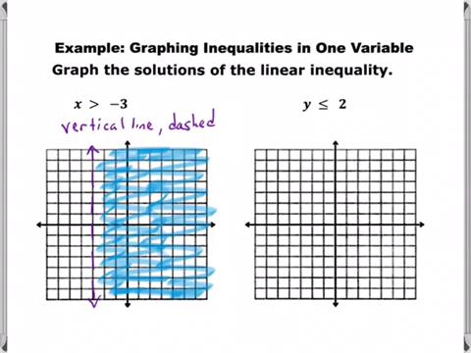In the next one, we have y is less than or equal to 2. Remember, y equals a number is your horizontal line, so this is horizontal. And it's going to be a solid line. So at 2, we draw a solid line, y equals 2. And because it's less than, we're going to shade below in this case.